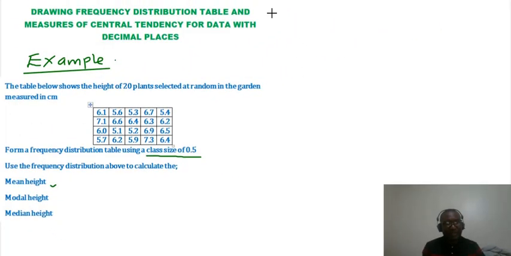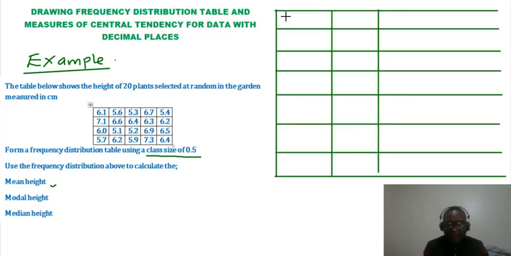Now, here we observe that we've been given raw data, and therefore should be able to organize this data into classes, but those classes will have an equal class size of 0.5. So we're going to start drawing the table here. Within the table we shall have headings of height, we shall have the tallies because this is raw data, and then we shall go ahead to get the frequency, and that will be the frequency distribution table. The rest of the other columns will be added depending on the need in the question.